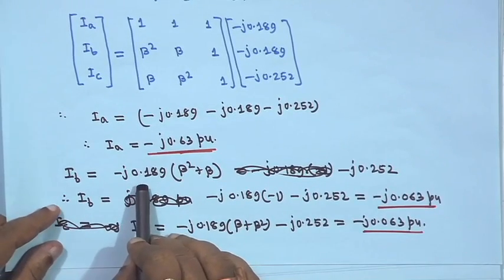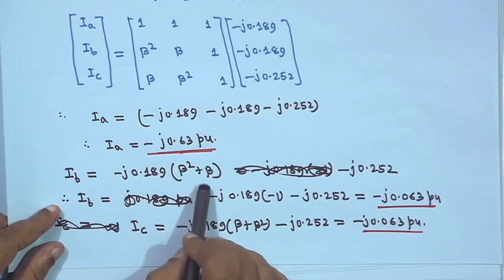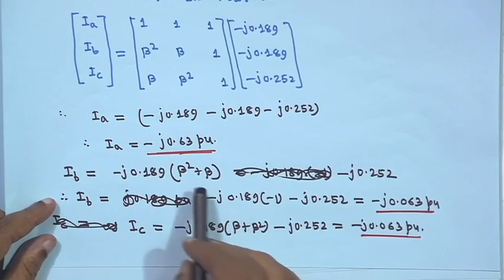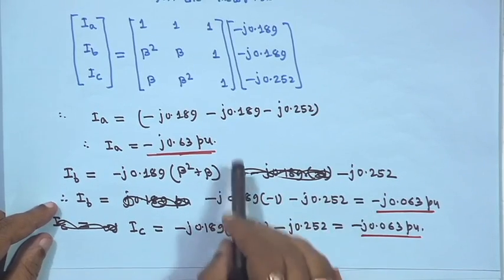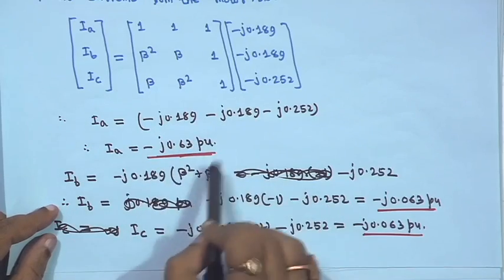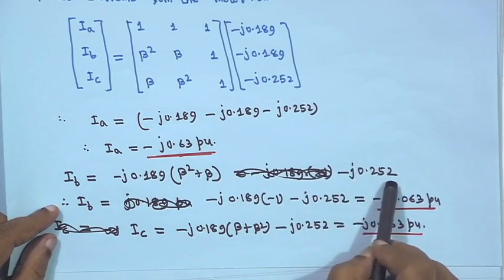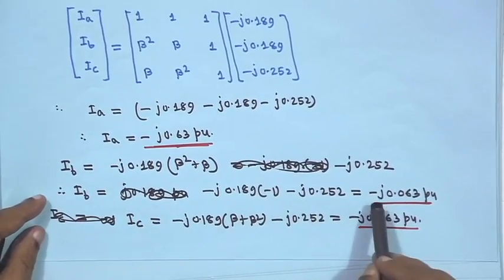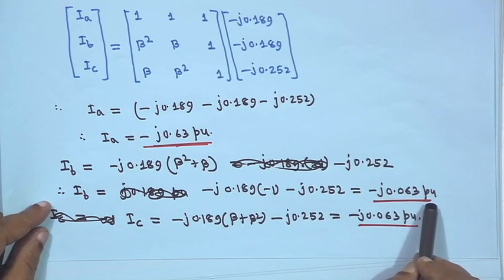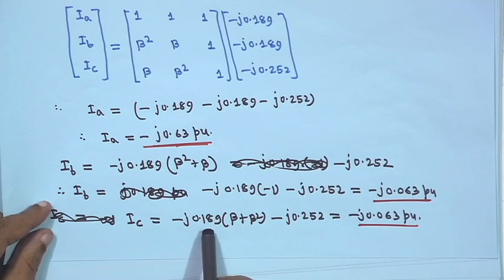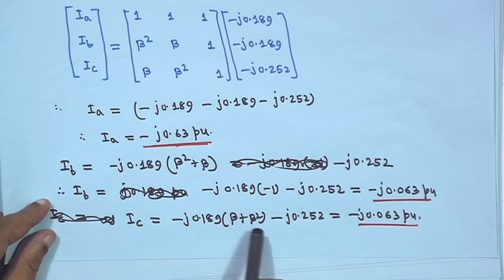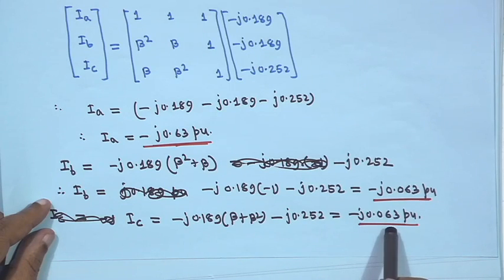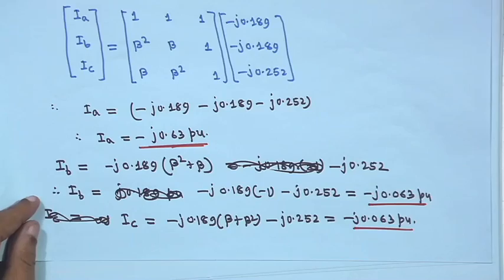Similarly, I_B is equal to minus j 0.189 in bracket beta square plus beta, that is equal to minus 1, right. So, one thing, I_B is equal to this one, then minus j 0.252, because multiplied by 1. So, if you simplify, it will become minus j 0.063 per unit. Similarly, I_C is equal to minus j 0.189 in bracket beta plus beta square, minus j 0.252, which is equal to minus j 0.063 per unit. So, this is the answer.